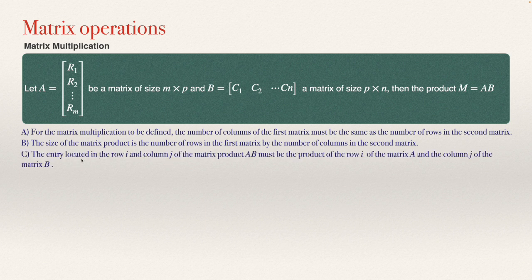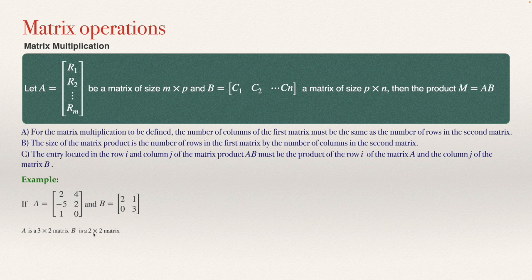And the entry located in row I and column J of the matrix AB must be the product of row I of the matrix A and column J of the matrix B. Let's see an example. Assuming that we have this matrix 2, 4, -5, 2, 1, 0, and this is matrix A, the first matrix, and the second matrix B is 2, 1, 0, 3, and we want to multiply A times B. We notice here that A is a 3 by 2 matrix, 3 rows, 2 columns, and B is a 2 by 2 matrix.